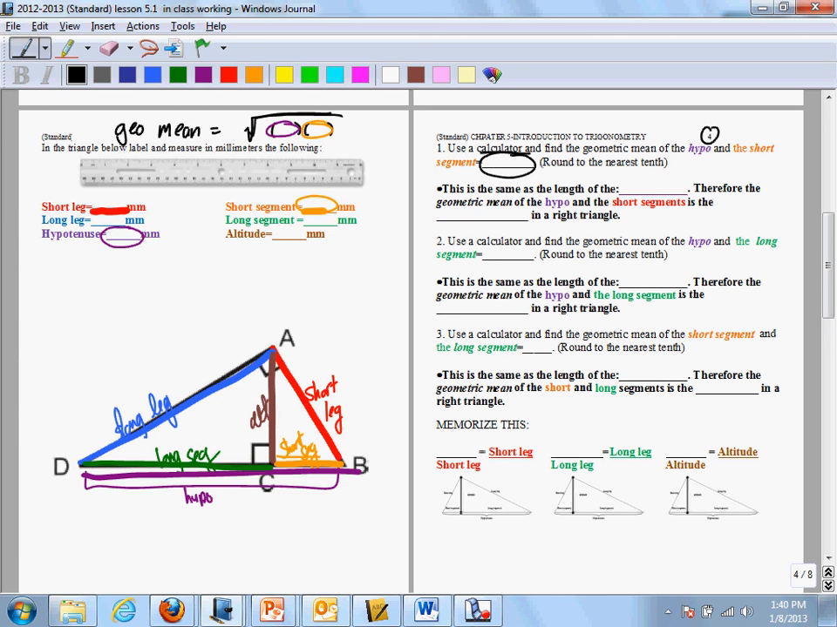Where do you want me to put it? Put it right here. Let me highlight this for you. Right there. See the yellow spot? Put your geometric mean right there, please. Okay, write it down.